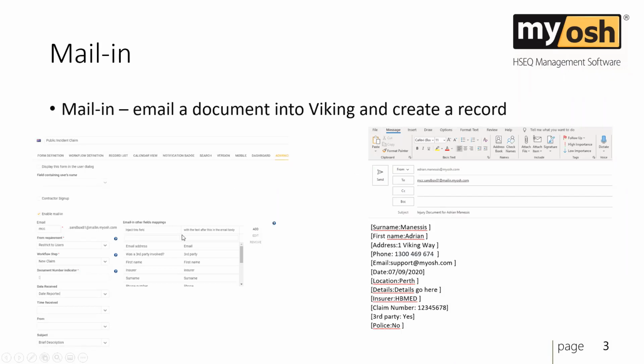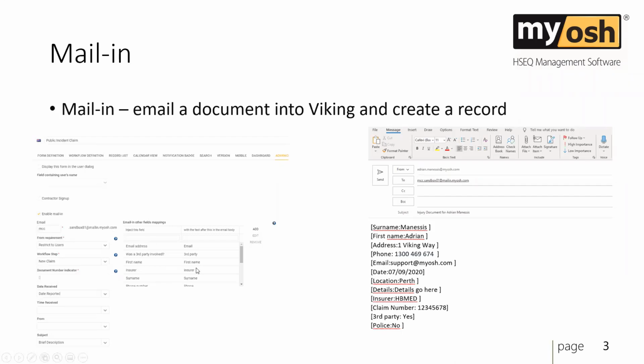On the left-hand side is the configuration that needed to be done, and I'm not going to go through all aspects of it, but I'll talk about a little bit of it. On the right-hand side, we're saying surname Manessa, first name Adrian, and so on and so forth. So it's basically an email with some information in there. When it's sent to the mcc.sandbox81 email address, it will create a new record for the public incident claim form. If we look at some of the configuration, we can define the email address that it's being referred to.